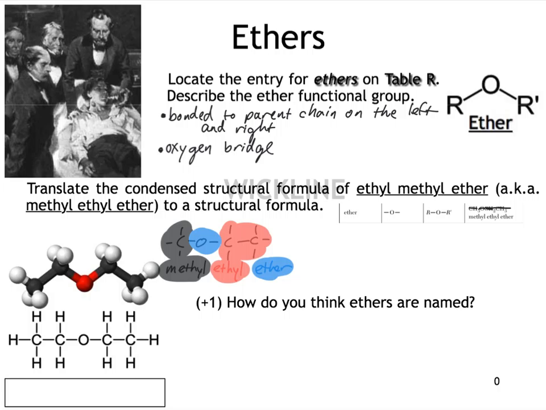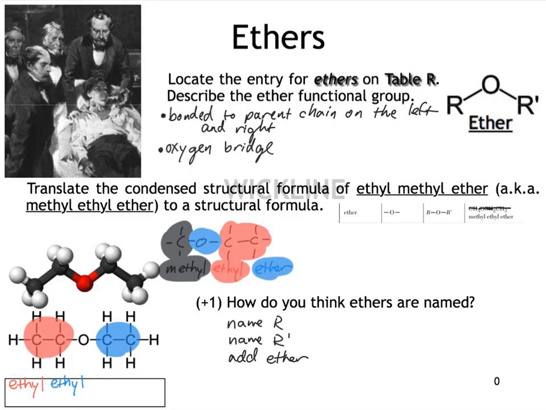So how are ethers named? Name R, name R prime, and add the word ether. So let's use those rules to name this molecule. I would say that we should name the R group first. So here's our R group. That's going to be ethyl. Now let's name R prime. It's right here. It's also going to be named ethyl.